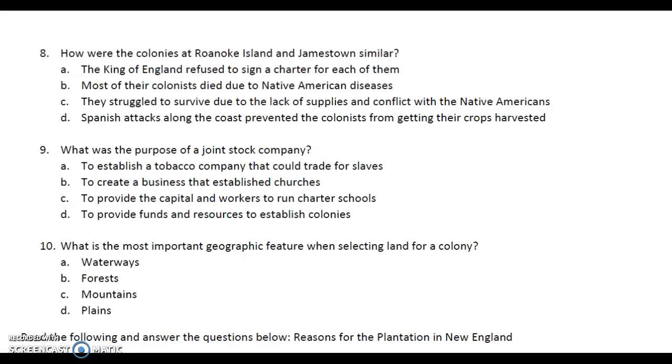Number 10. Which is the most important geographic feature when selecting land for a colony? A. Waterways. B. Forests. C. Mountains. D. Plains.